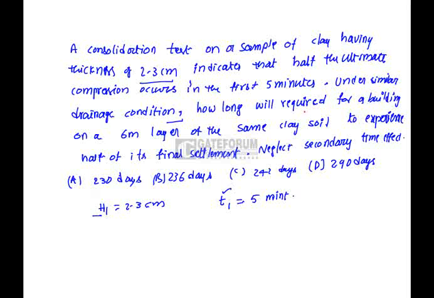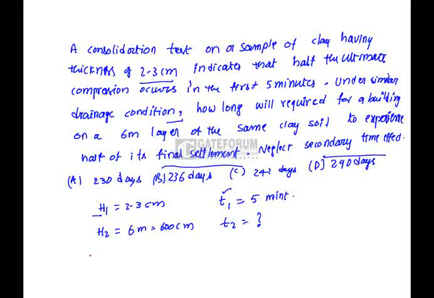How long will be required for a building on a 6-meter layer? So the thickness of the layer is 6 meters, that is equal to 600 centimeters. We have to find out the time required to experience half of its final settlement, neglecting the secondary time effect. We are neglecting the secondary time effect.